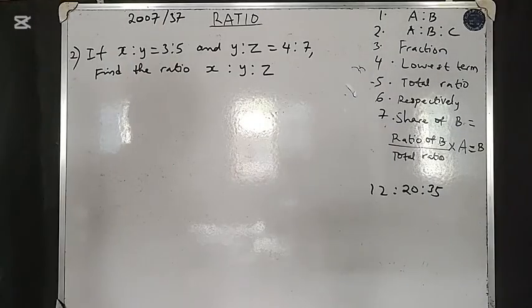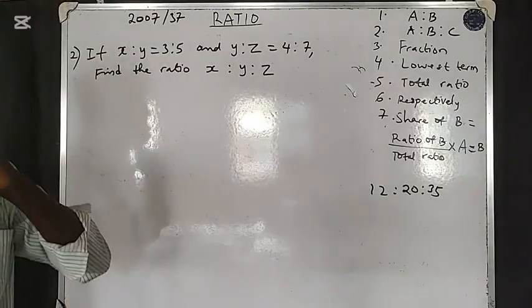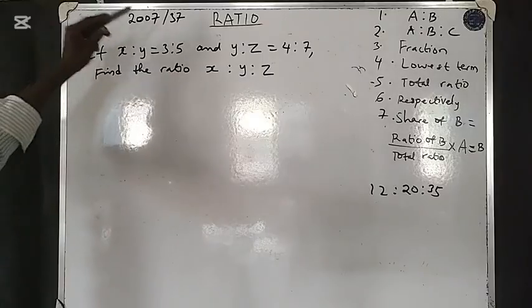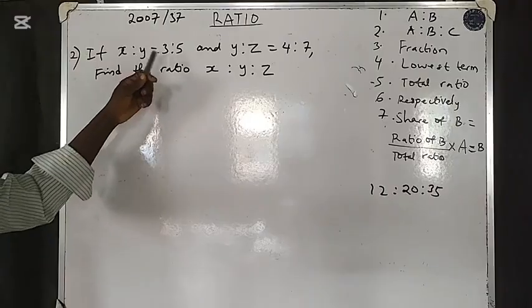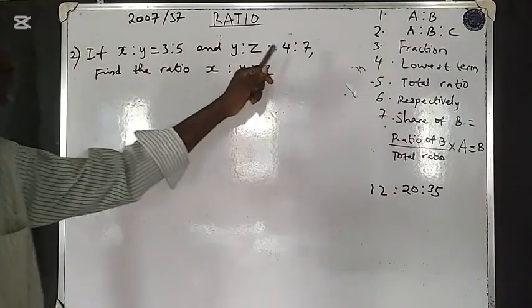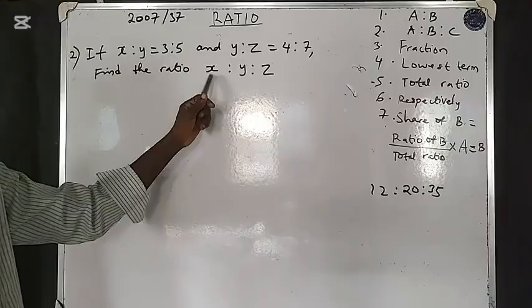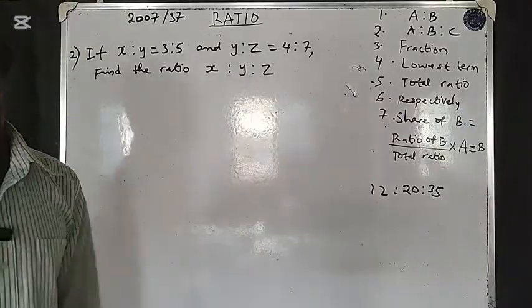Now we want to solve 2007 number 37 WAEC question. Now let's move forward. We have this question on the board. x ratio y equals 3/5. y ratio z equals 4/7. And we have to find the ratio x, y, and z.